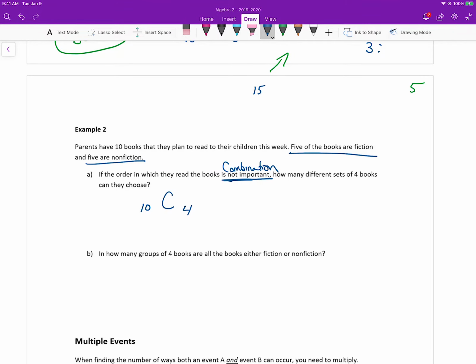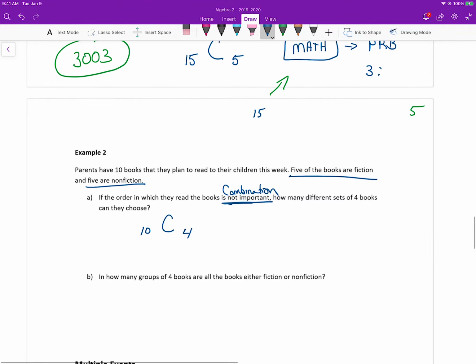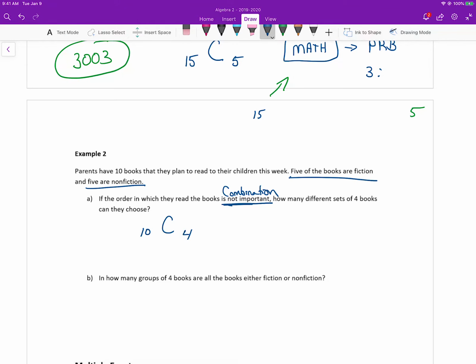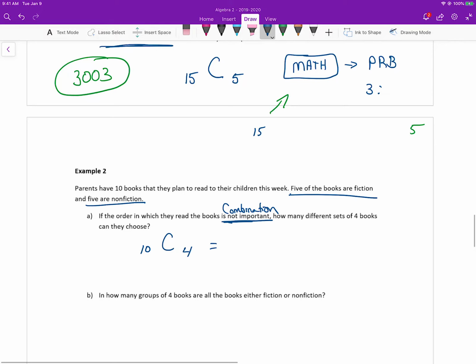So we're going to do the same buttons on the calculator. We're going to go to the same process, math, probability. You probably have to put the 10 in first. It just depends what type of calculator you have. Try it out, and you should end up with 210.